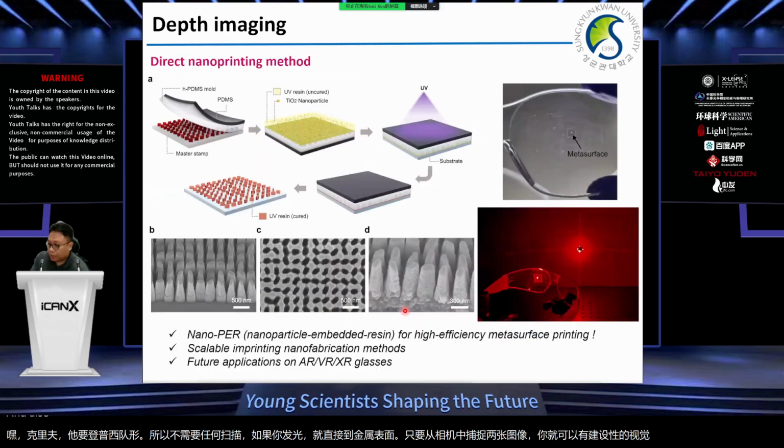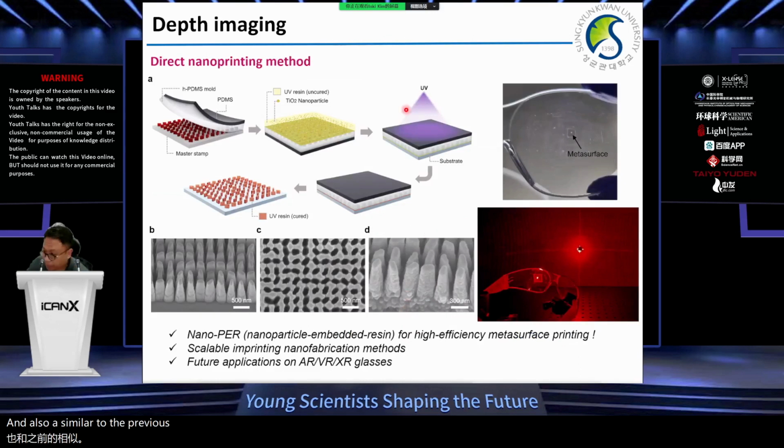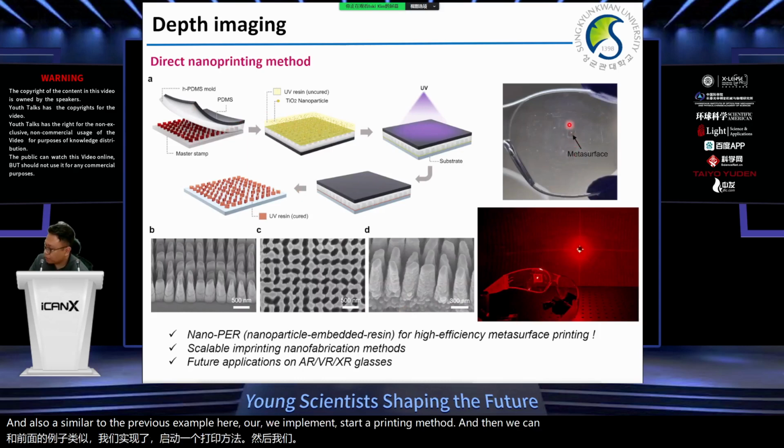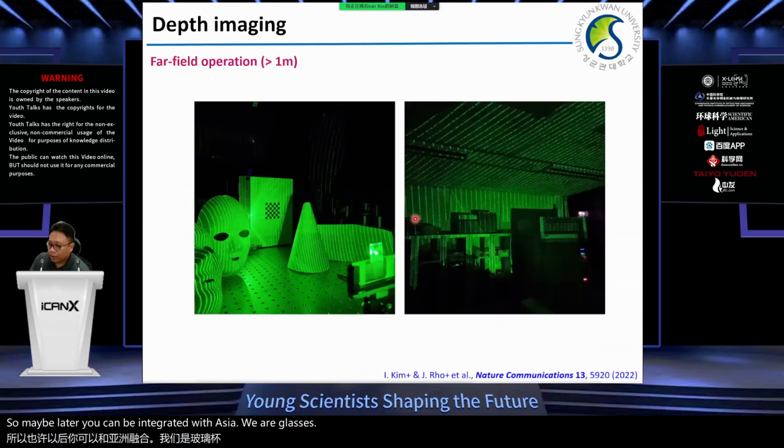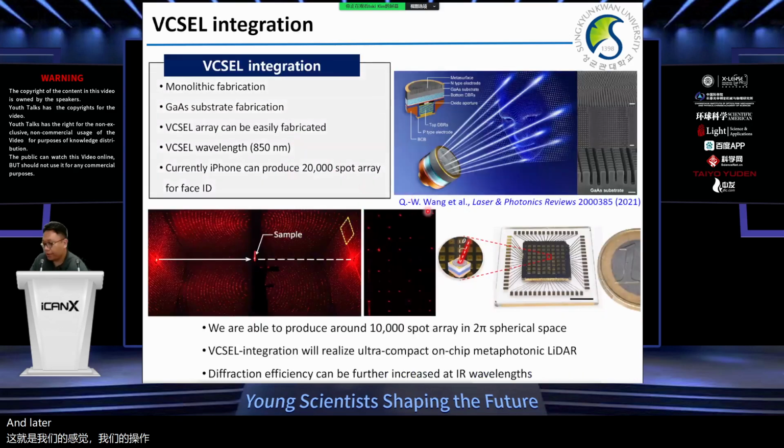And also, similar to the previous example, we implement the direct nanoprinting method, and then we can also print metasurfaces on a curved surface. So maybe later it can be integrated with AR VR glasses. Right, so this is far field operation. And later, if it can be integrated with a VCSEL device, then maybe a chip scale LiDAR or 3D sensor can be implemented.